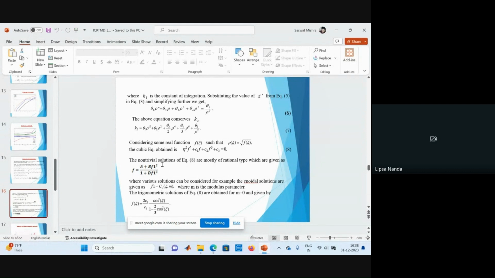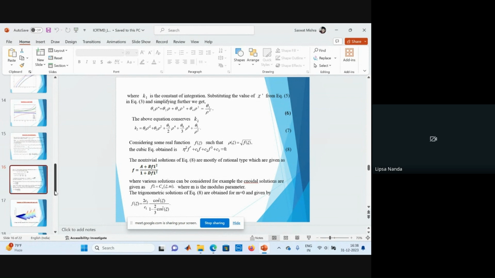Then some square factor will be there, whose coefficient has to be taken as 0, because we need a cubic equation to solve for the nonlinear Schrodinger's equation, and that is expressed by equation number 8. The non-trivial solutions of equation number 8 are mostly of rational type, which are given by this expression: a plus b f1 square by 1 plus d f1 square. So this is the convenient way to represent the solution of a nonlinear Schrodinger's equation. And there are various solutions which can be considered.